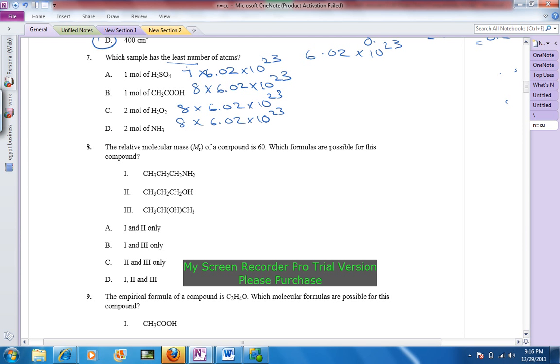I remember when I first did this question, you have to be careful with the wording. When I first did this question, I got so carried away with everything that I thought it was the most number of atoms, and I got really confused. I thought I did something wrong. But it's asking for the least number, which is A. Okay?